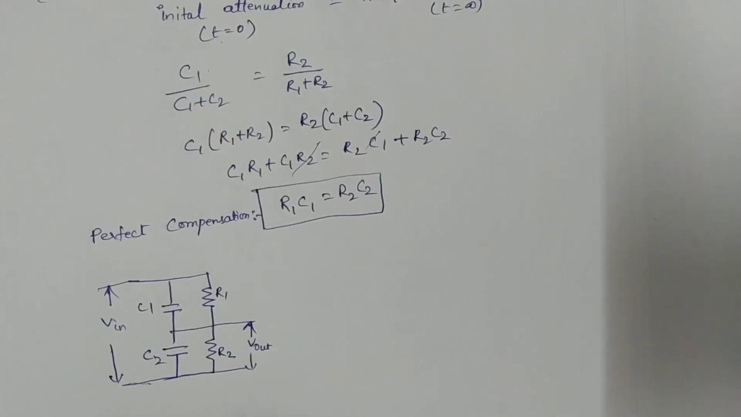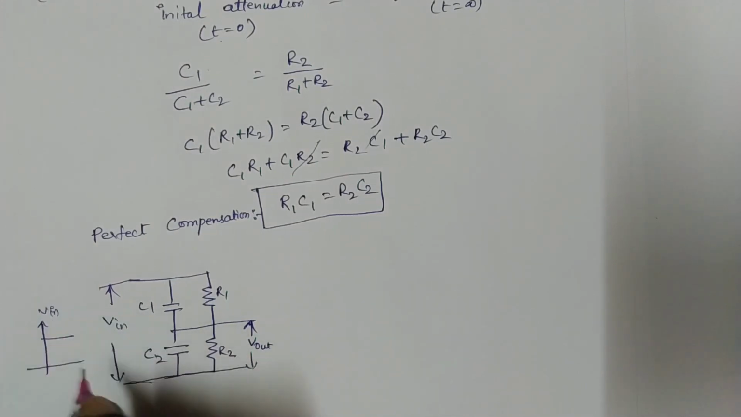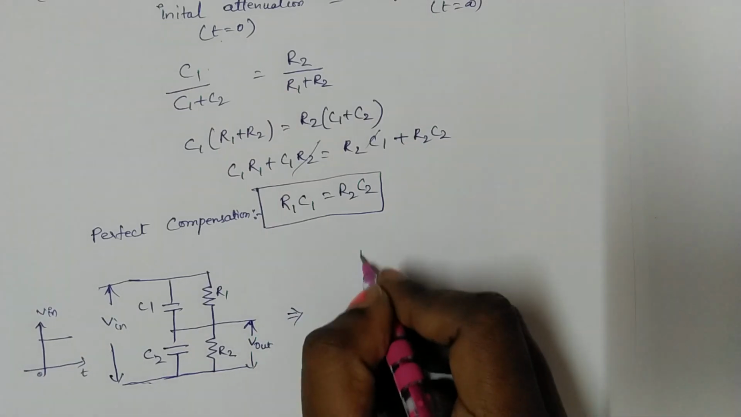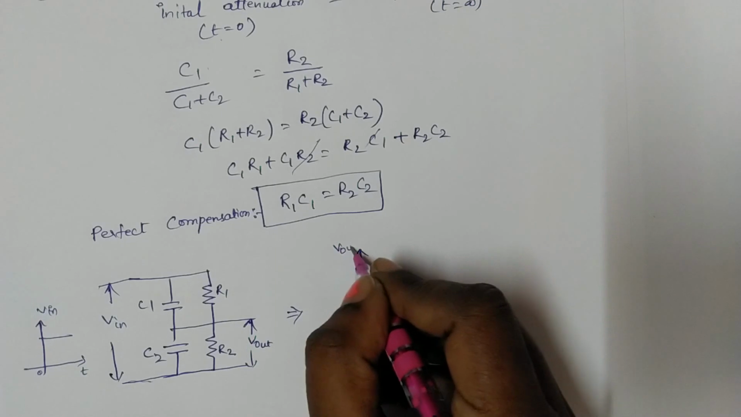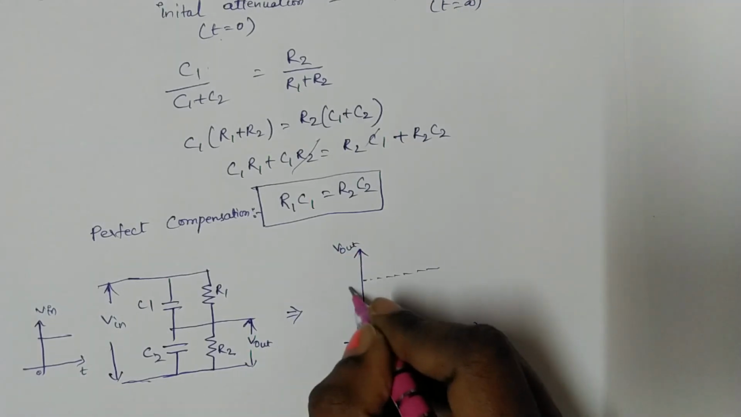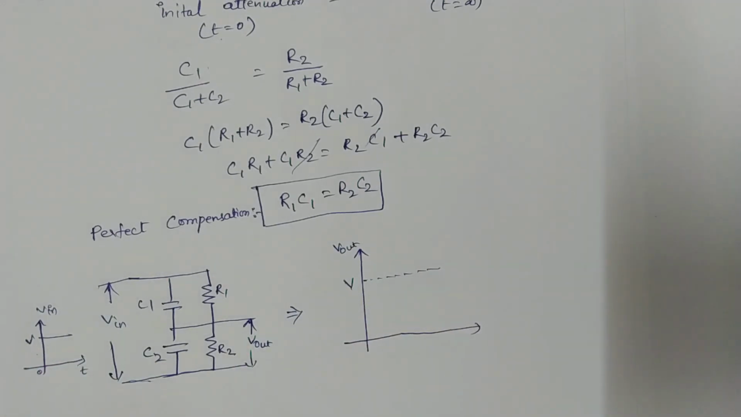Suppose I apply a step input to this attenuator circuit. We will see how the output is represented. The output waveform will be like this, V output. The actual output should be here, V volts. If the input is V volts, the output should be V volts.